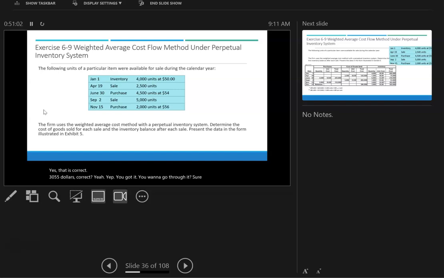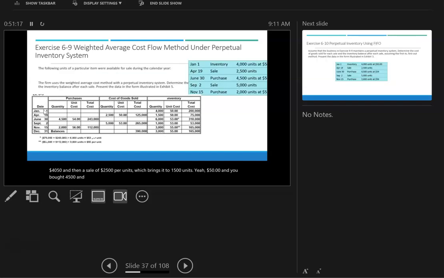Sure, yeah. Okay. So I did the 4,000 at $50. And a sale of 2,500 units, which brings it to 1,500 units at $50. You bought 4,500 at $54, which gets you 6,000 units at $53. Perfect. And then you sold 5,000, which means you have 1,000 at $53. Excellent. And then you bought 2,000 at $56, and then that means you have 3,000. Excellent. Does anyone understand how he did that? He had to continue to update his totals and his items.